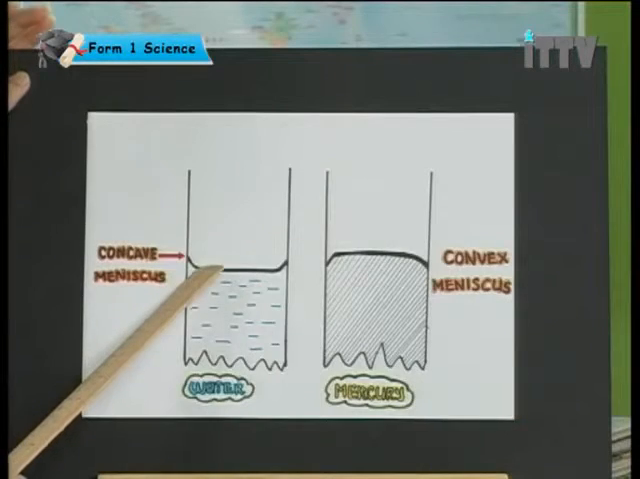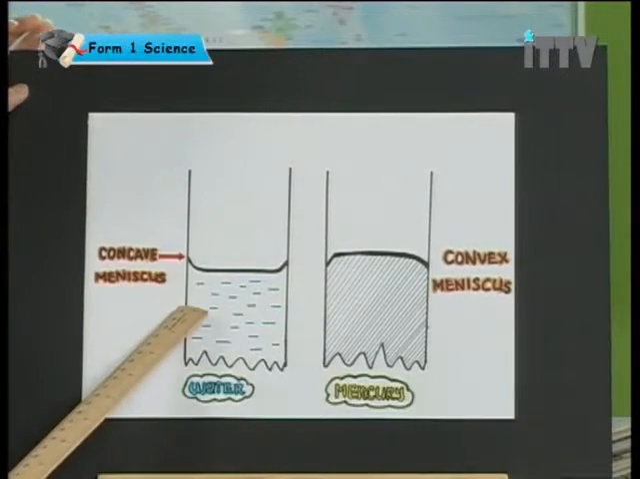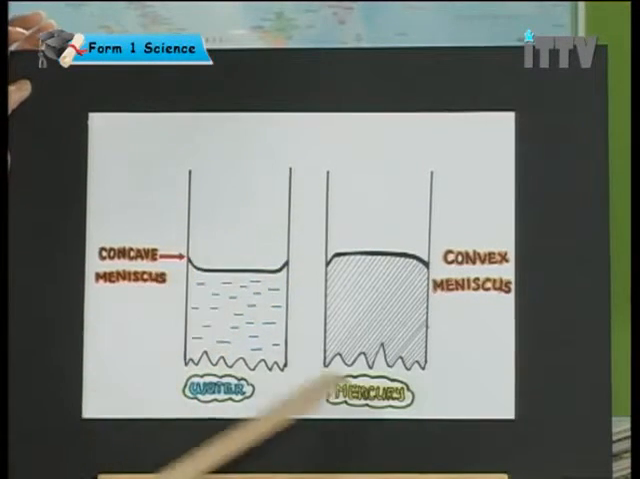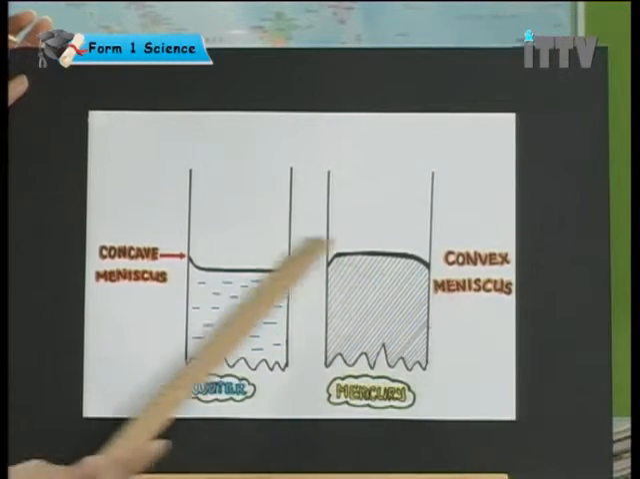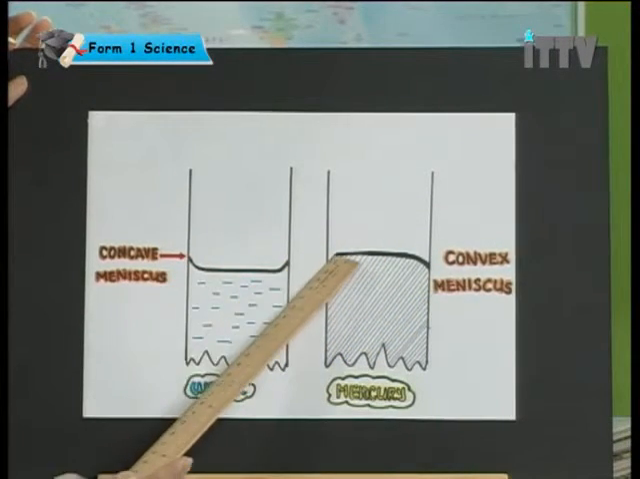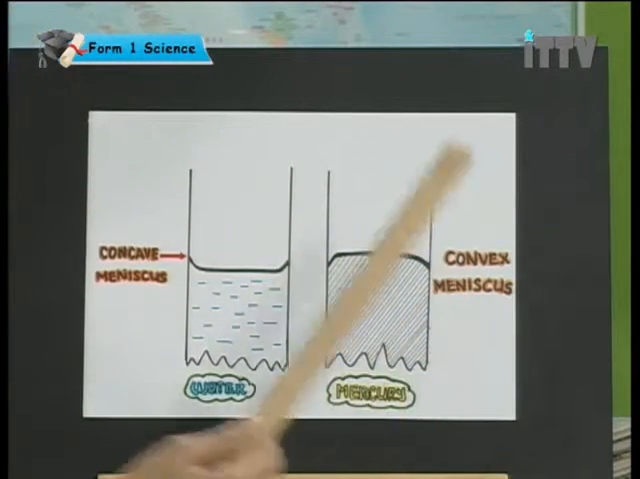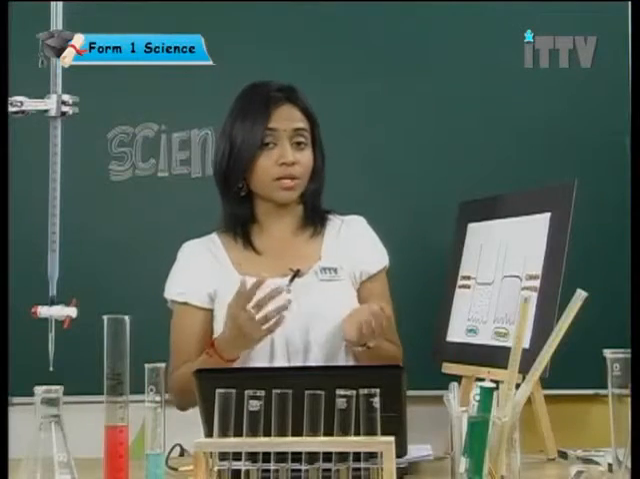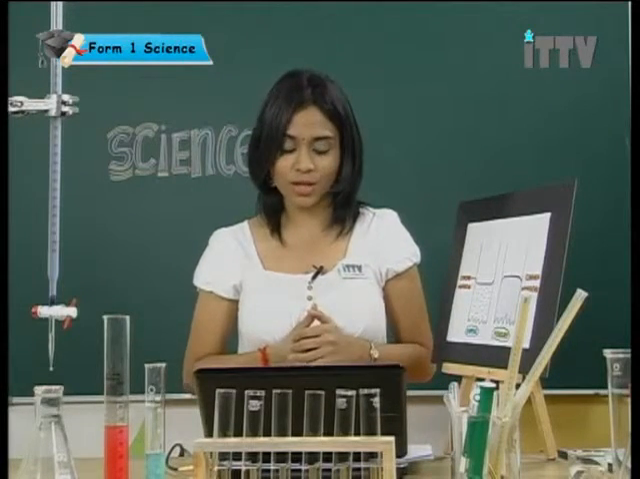In water, the meniscus level is a concave meniscus. What do I mean here? See, this is concave meniscus, but mercury has got convex meniscus. See how it differs? This goes down and this goes up. This is concave and this is convex. So this is the special thing about mercury. Mercury's meniscus differs from the meniscus of water and other liquids.